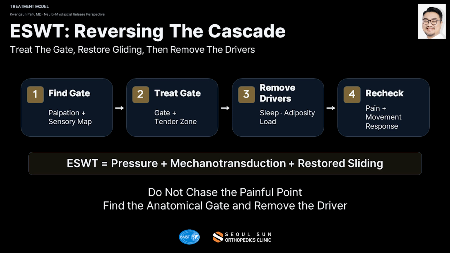ESWT can act locally on the trigger point, but the strategy should be broader. Identify the gate, apply energy to the gate and the tender zone, then remove drivers such as sleep loss, metabolic inflammation, and repetitive load. This is part of treatment, not extra advice.